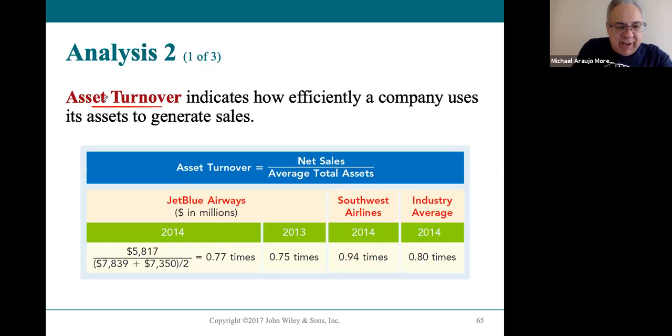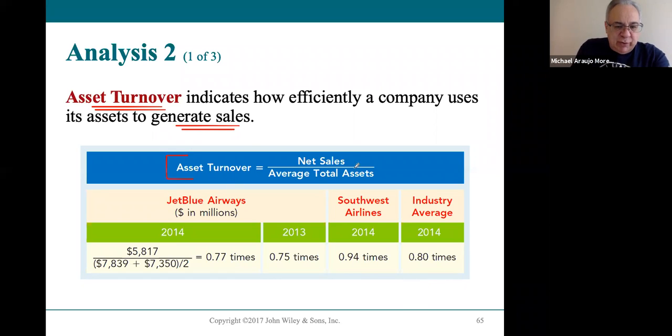The last one we're going to look at is something called asset turnover. And asset turnover is using your assets to generate sales. I mean, that's why you have those buildings and machinery, equipment, et cetera. You want to generate sales. You want to sell your products. So how are they doing?